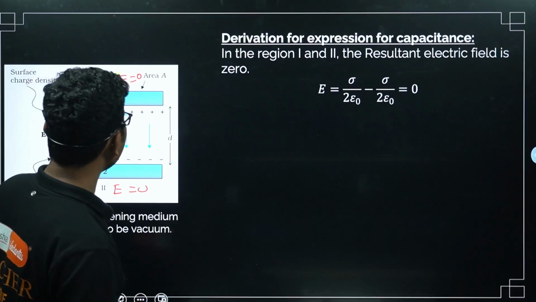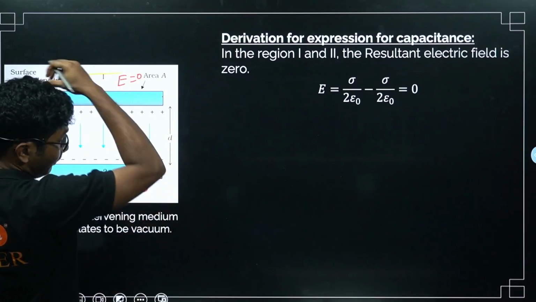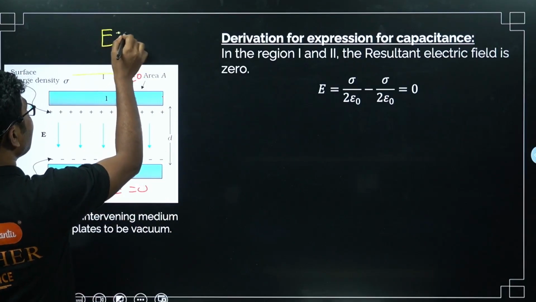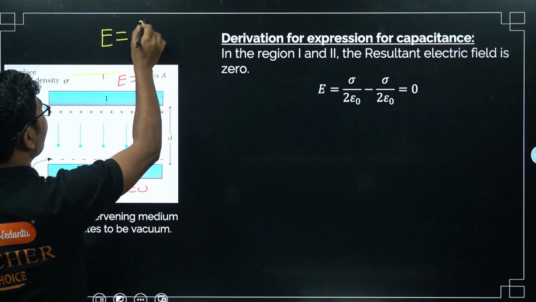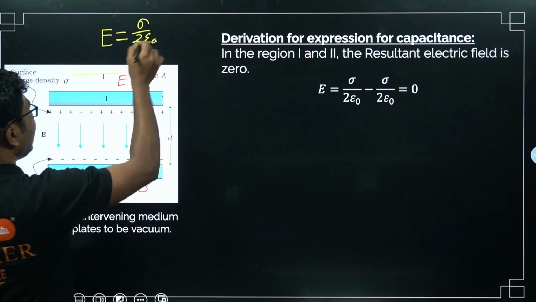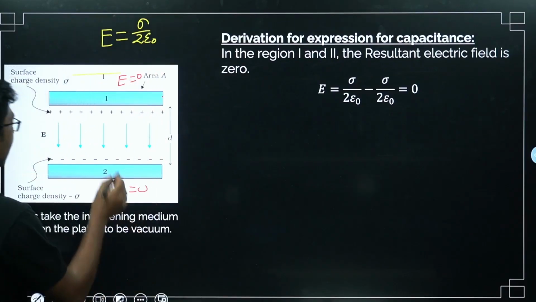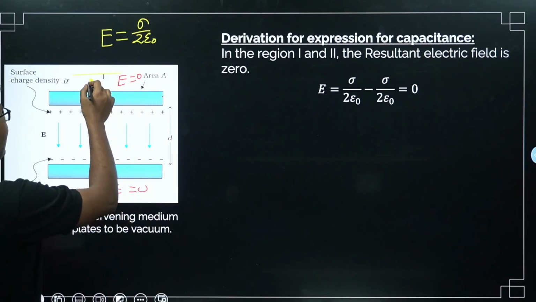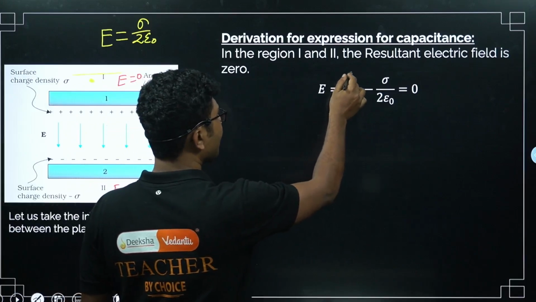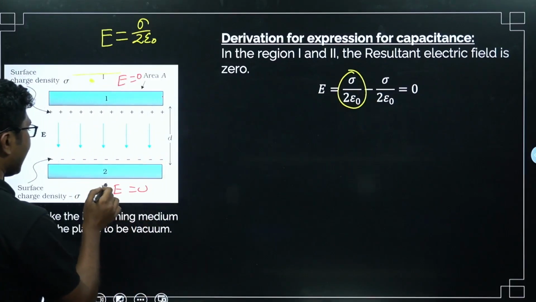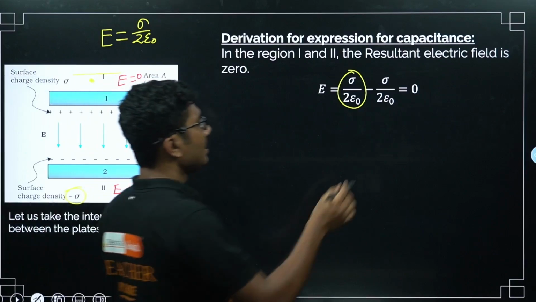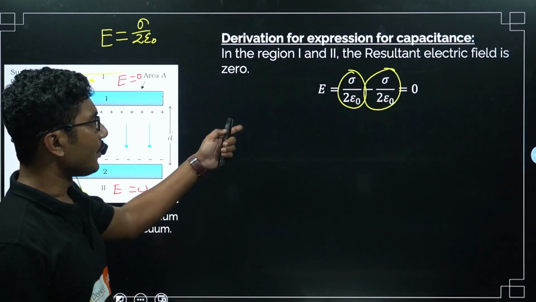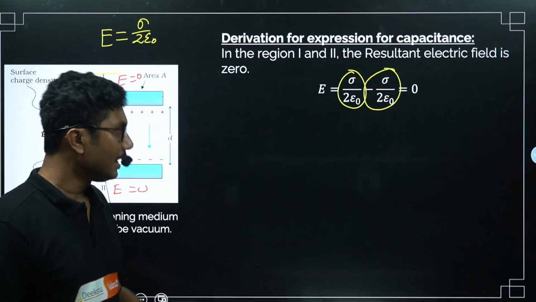We know that the electric field due to a charged plate, we have done this derivation before, is given by sigma by 2 epsilon naught, right? Now suppose we are considering this area. Because of this plate the electric field will be sigma by 2 epsilon naught, and because of the negative charge, negative sigma, the electric field will be minus sigma by 2 epsilon naught. So if you add them together, you will get electric field 0.